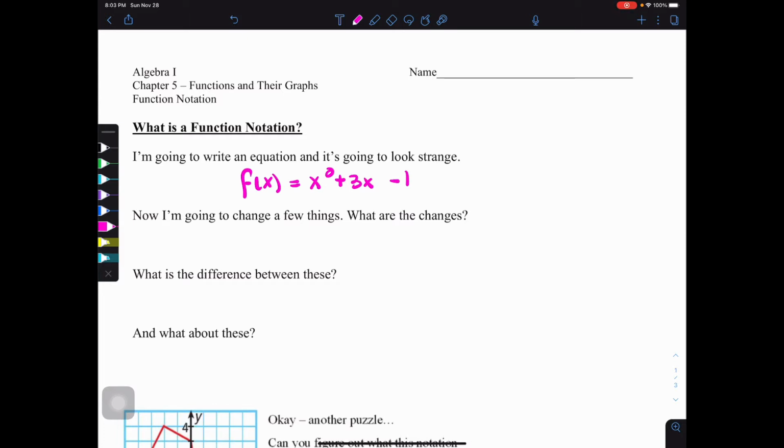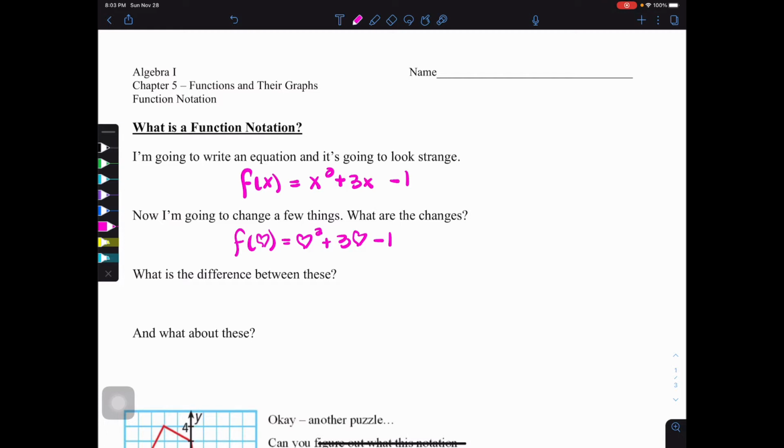So now I'm going to change a few things and I want you to think about what the changes are. Take a second, pause, and think: what's the change that you see between what I did first and what I did second? Hopefully you see that instead of an X, I drew a heart. So I replaced the X with a heart in every single place that you saw an X to begin with.